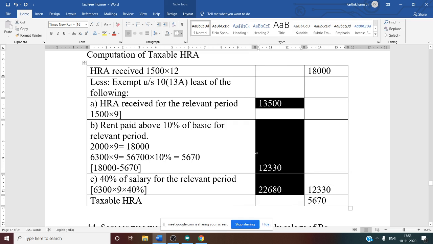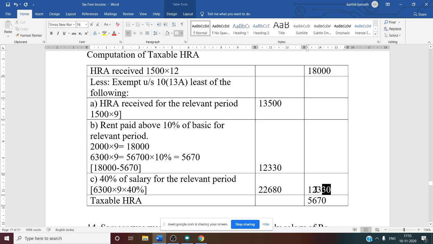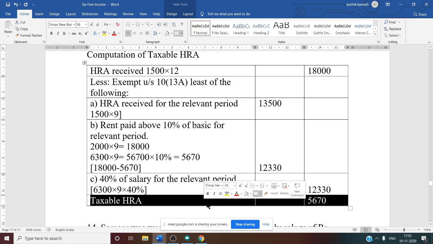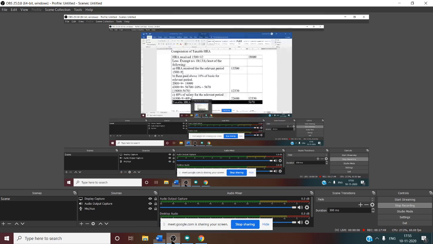Among these three, whichever is minimum, whichever is least, is exempt. Which is least? Condition number 2. 12,330 is the least. So on this 12,330 there is no tax; it is exempt from tax. This is tax free. We want the taxable HRA, that is HRA received 18,000 minus the exemptable amount. So taxable HRA is 5,670. This is our final answer. Yes, this is how we go.